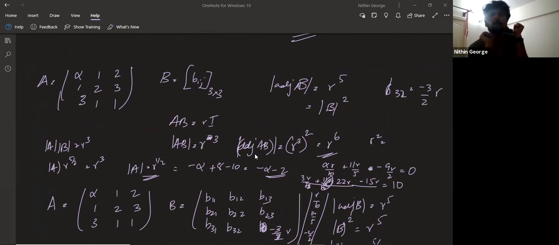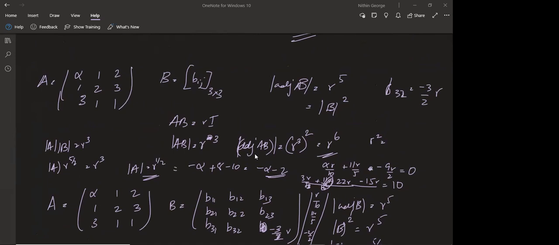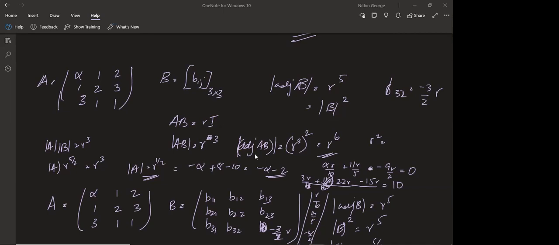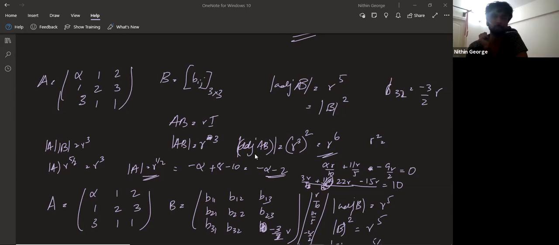Where did I get that from? AB is given to be R I. So determinant of AB is R cube. Okay, sir. Yes, sir. I put that in, and then I got this as R power 6. So I got everything in terms of R basically, determinant of A, determinant of B, whatever you want. So I just needed to find the value of R.